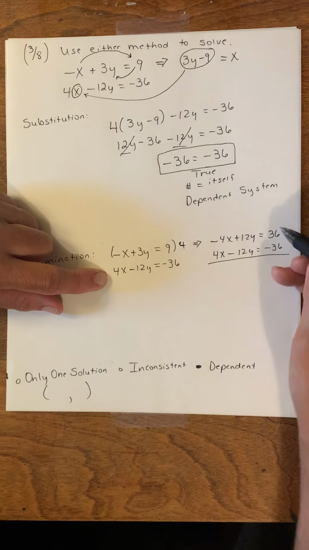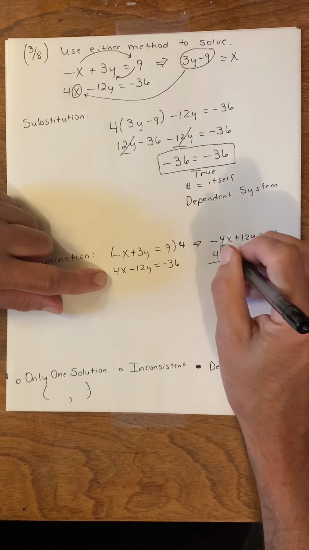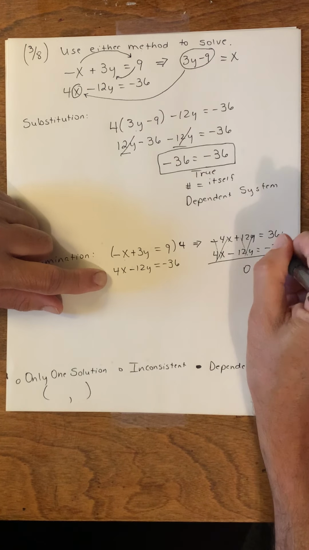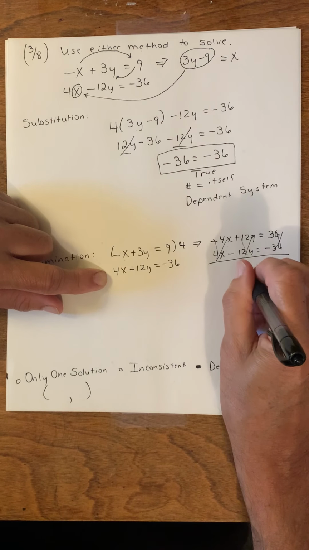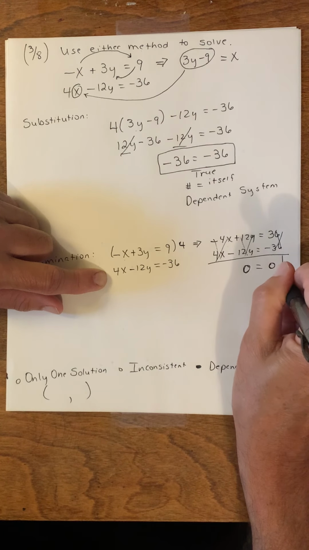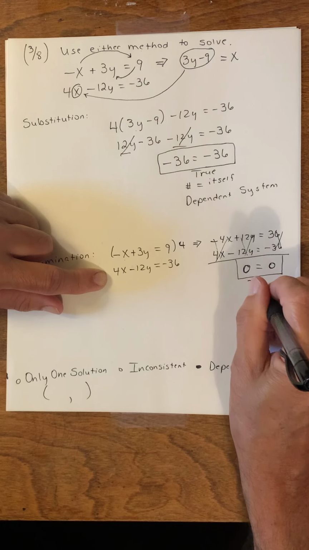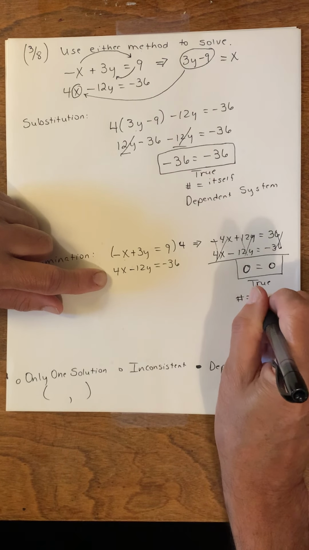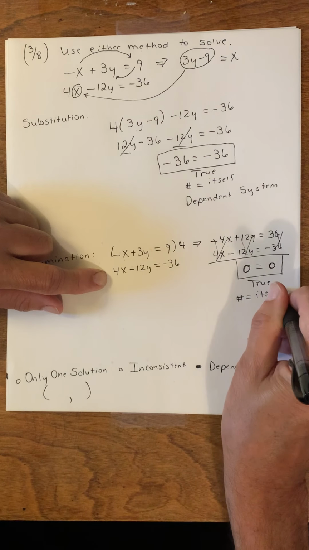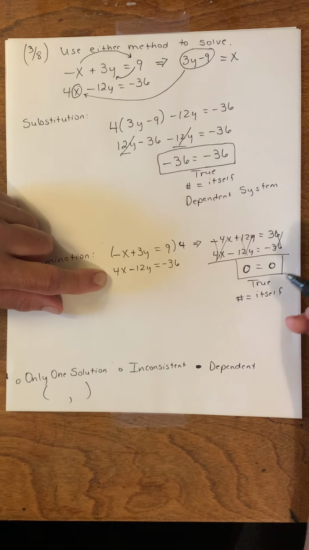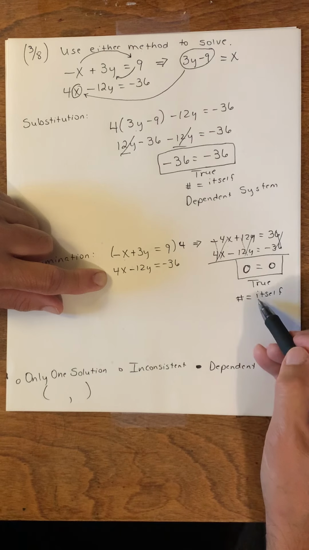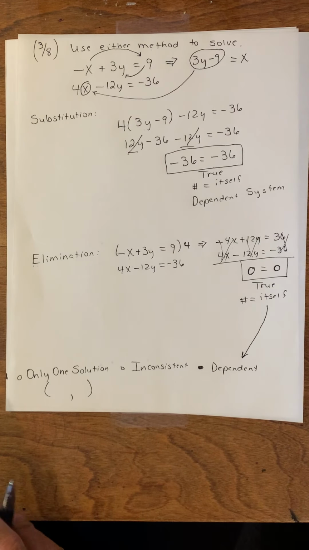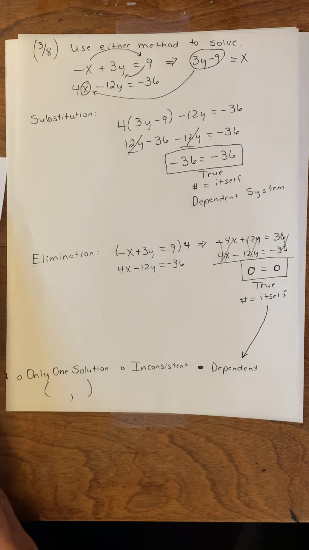And I go, what the hey? Everything's an opposite. That cancels. That cancels. I get 0. That cancels. 0. Look what I got. I got a number equals itself. I got a true statement. Notice it's a different number, but it's the same concept. A number equals itself. Whenever I get a number equal itself, I'm going to choose a dependent system.